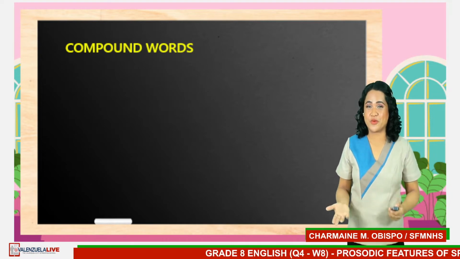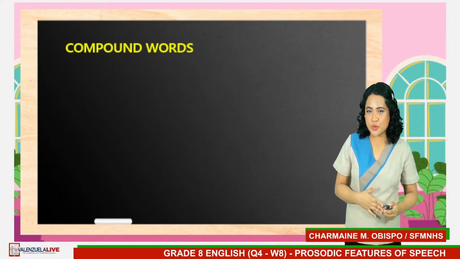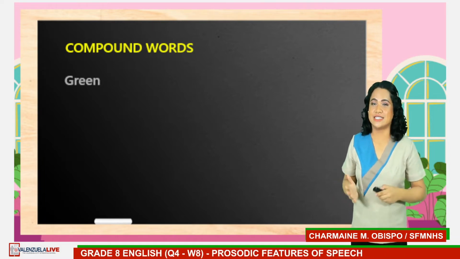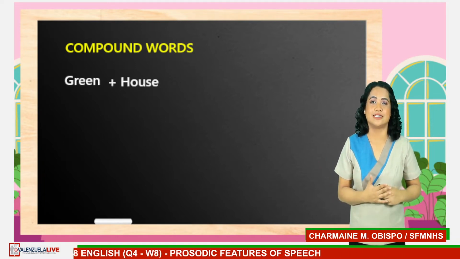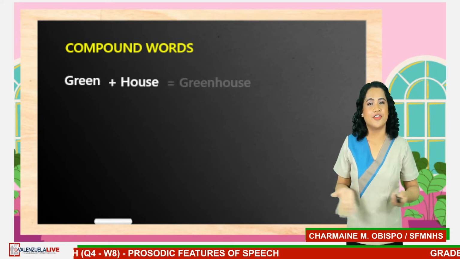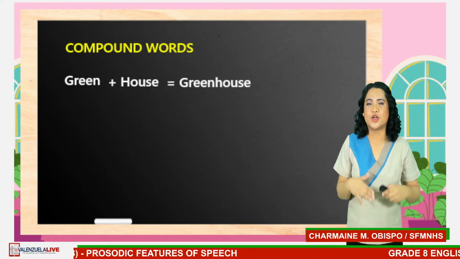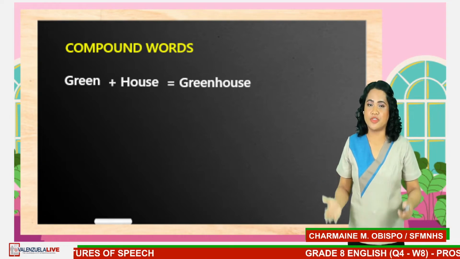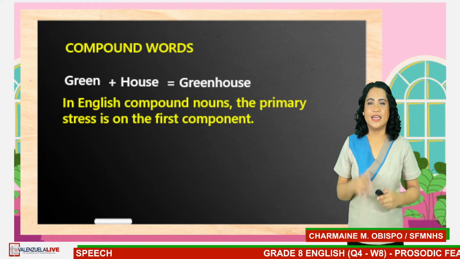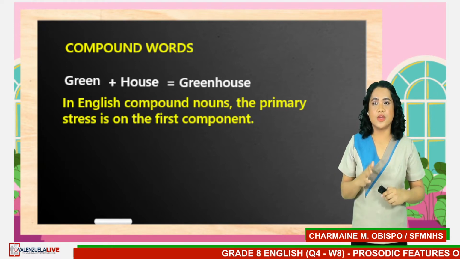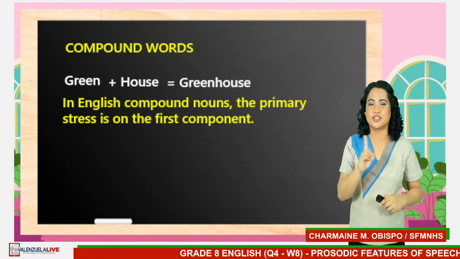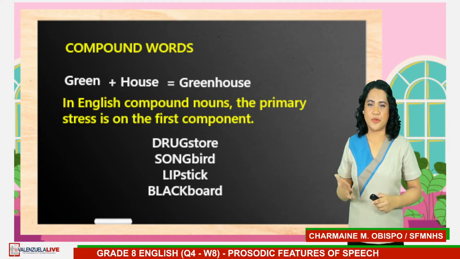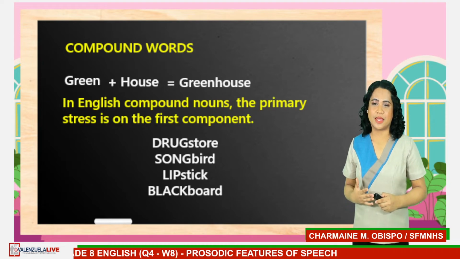Next, we have compound words. They are formed when two words are combined to make a new word. Let's say the word green and the word house. Put them together and we have greenhouse, which has a completely different meaning from the two individual words where they originated. In English compound nouns, the primary stress is on the first component. Drugstore, songbird, lipstick, blackbird.